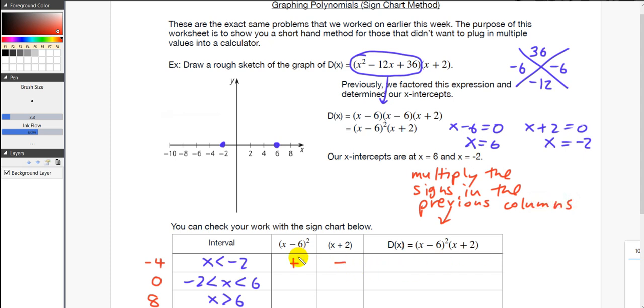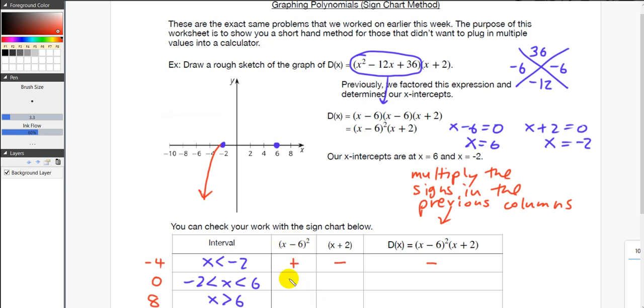Okay. So if you multiply a positive and a negative number, this means our output is going to be a negative number. So what that means is where x is less than negative 2 is under the x-axis. Okay. Next, what we're going to do is choose an x. So we chose 0. So you plug 0 into here.